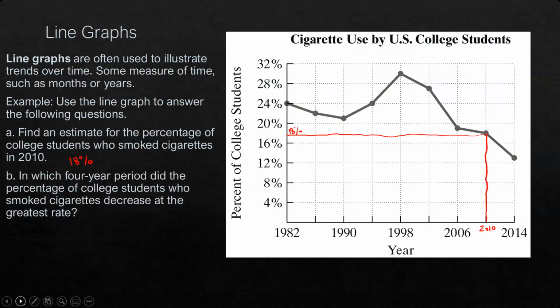It says, in which 4-year period did the percent of college students who smoke cigarettes decrease at the greatest rate? So we're looking for something really steep in this direction. In which one of these intervals, from here to here, or from here to here, did we see the biggest decrease in cigarette use by US college students? And I think by looking at this, it's right here. I'm looking at a really, really steep line segment from this point to that point.